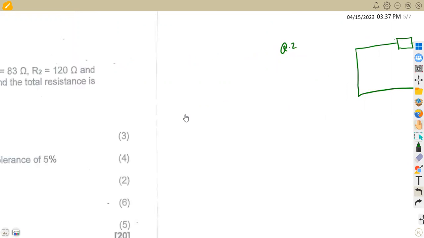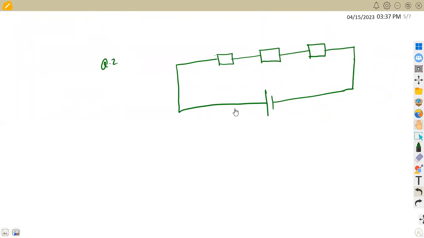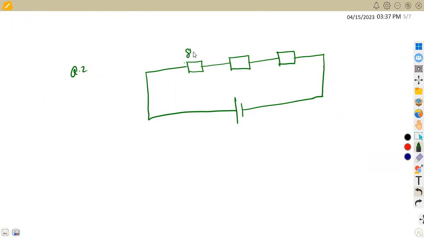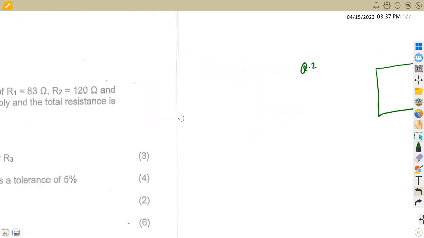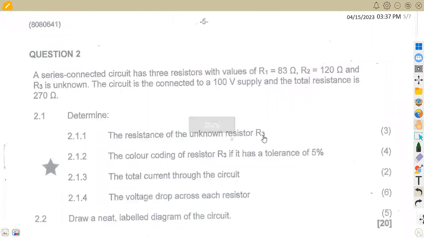We are given that R1 is 83 ohms and R2 is 120 ohms. The third resistor, R3, we do not know its resistance. But we are given that the supply voltage is 100 volts. The question asks us to determine the resistance of the unknown resistor R3, given that the total resistance is 270 ohms.